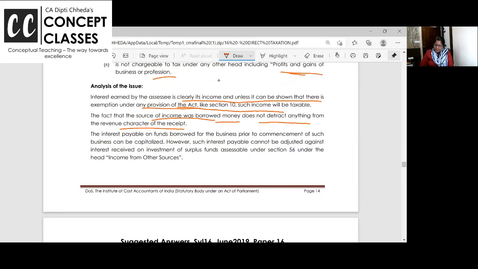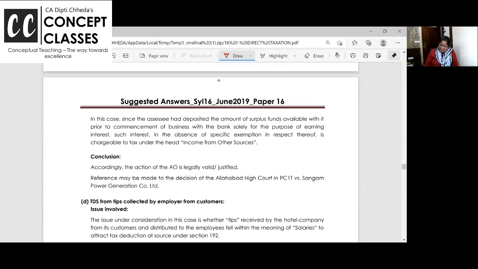Interest payable on the funds borrowed prior to the commencement of such business can be capitalized. However, such interest payable cannot be adjusted against interest received. I hope you are getting what I am saying. Whatever interest you pay till the asset is getting ready, you can capitalize even in income tax, because it's a capital expenditure and it's not your day-to-day revenue. But if you have got an income, you have to pay tax.